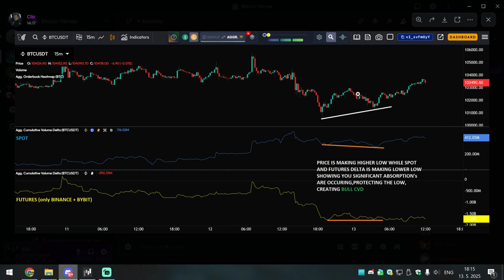are some really good absorptions happening because the delta of the spot market is making a lower low. But if you look, price is not making a lower low. It's showing you someone is absorbing the market doing a pullback on the spot market. Yeah, this is bull CVD, and the same thing is happening on the perpetuals, where the delta touched yesterday's delta low, but the price was higher. So both absorptions were happening on futures and spot.